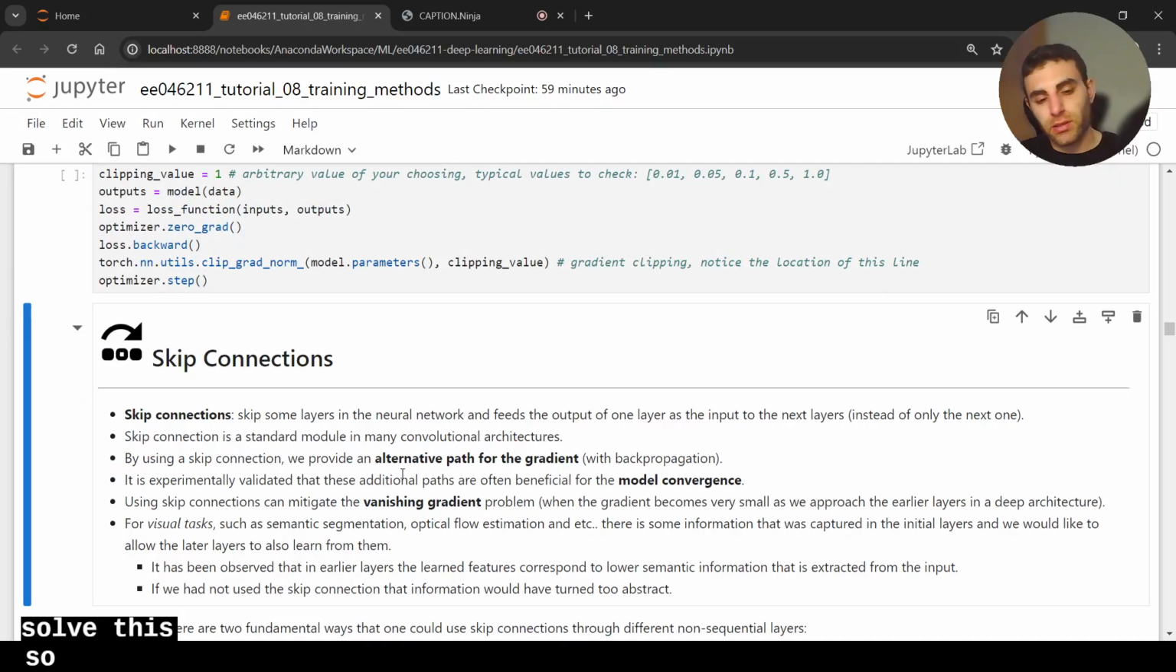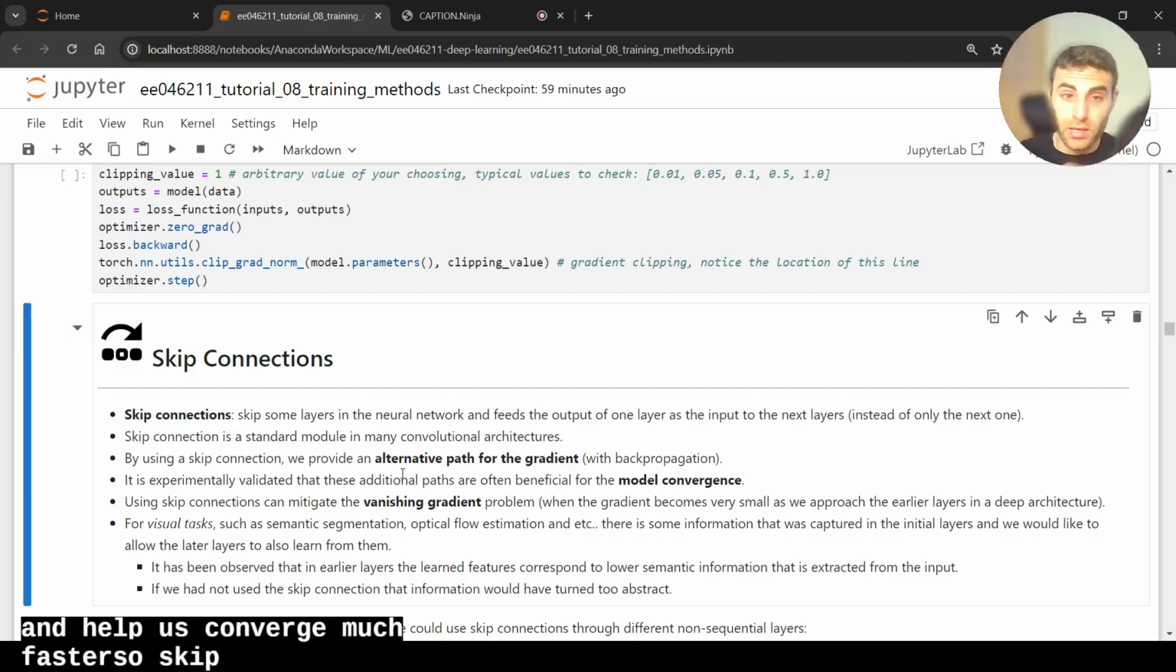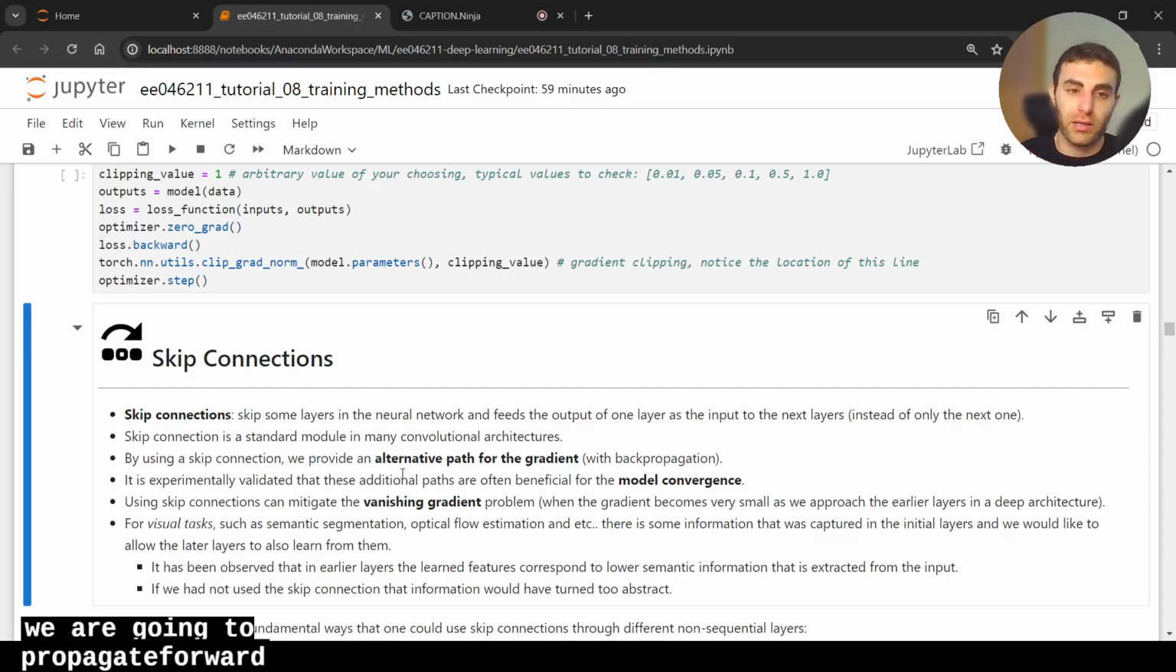So it's not only for solving the vanishing gradient problem, but it's a general idea that was found to work really well and help us converge much faster. So, skip connections. The idea is to skip some layers in the neural network and feed the output of one layer as the input to a later layer instead of only the next one. So basically, we are going to propagate forward the pre-activated input.